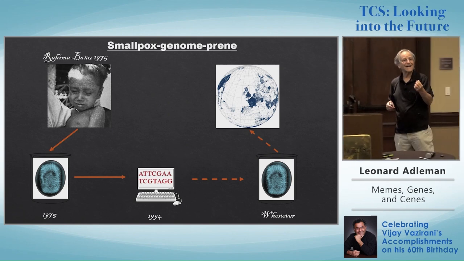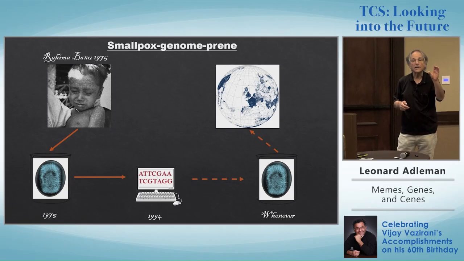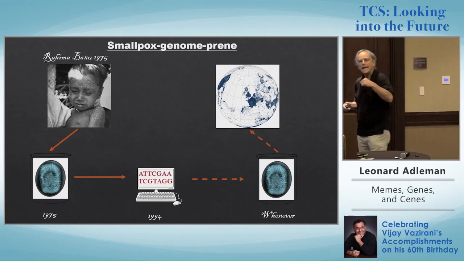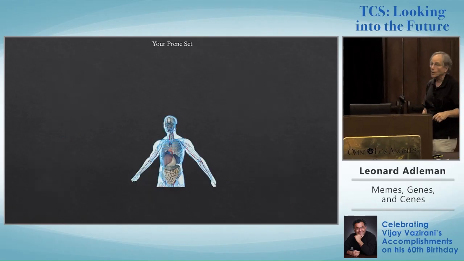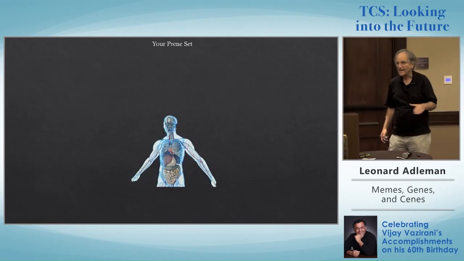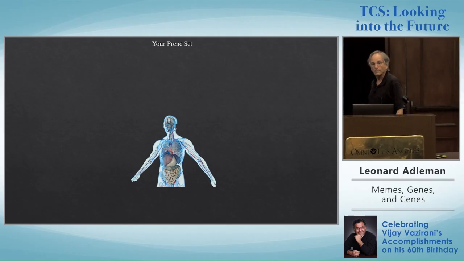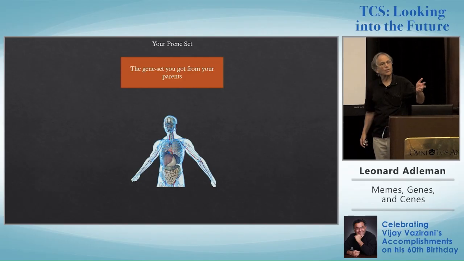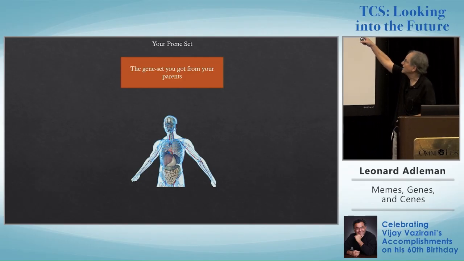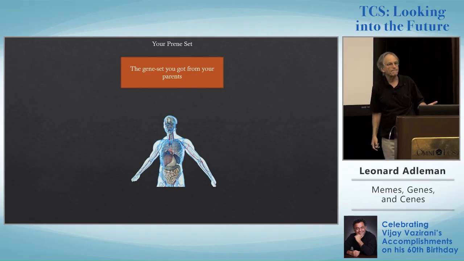Now let's look at what happens when a single object becomes the home of many, many preens. And the most dramatic example of all that is you. So let's look at your preen set. This is what you harbor, what you store. The most important is the gene set that you got from your parents.